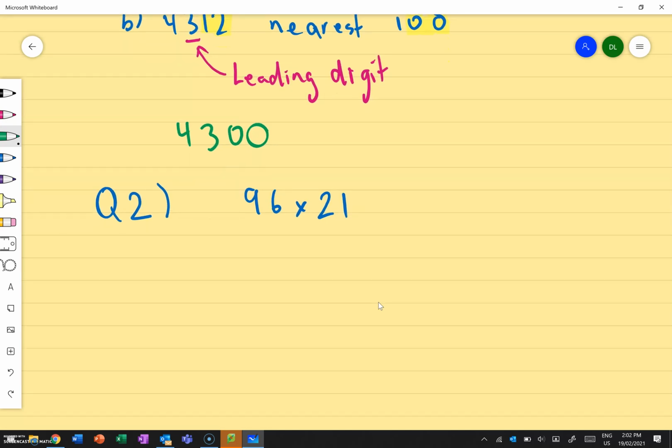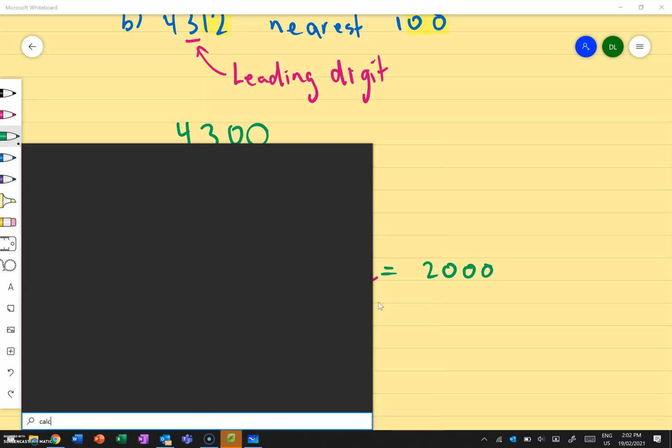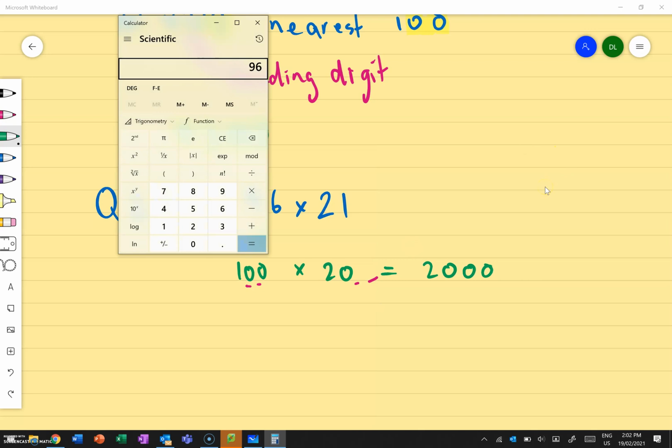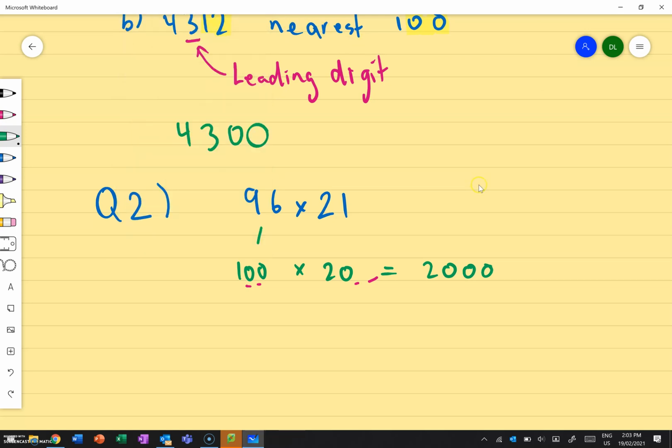So what's 96 close to? It's close to 100. Okay, I'm going to write 100 over here. What's 21 close to? 20. What's 100 times 20? Now remember, I'm going to add the zeros. So how many zeros here? 2. So I'm going to add zeros there and end up with 2,000. So a total of 3 zeros. Bam, we've estimated what 96 times 21 is. And if I grab my calculator out and I quickly go 96 times 21, the answer is 2016, which is actually quite accurate. So we need to be able to know how to approximate and then solve those equations. Do I have any questions?